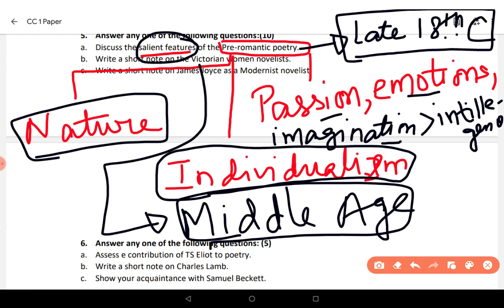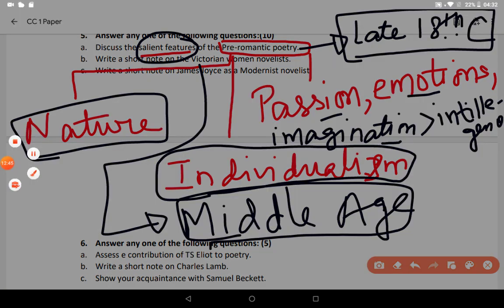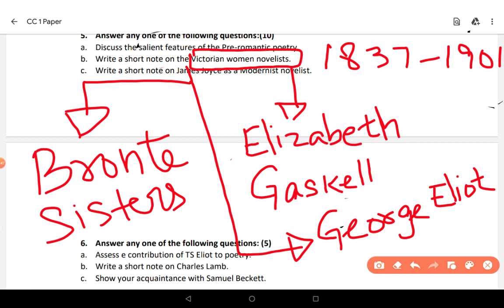All right, elaborate these points, give an introduction, write in the body all these things, and find out some of the poets of this era. There are a lot, like James Thomson, Oliver Goldsmith, Thomas Gray. These are some of the pre-romantic poets. Just write about them and you're good to go for this answer as well.